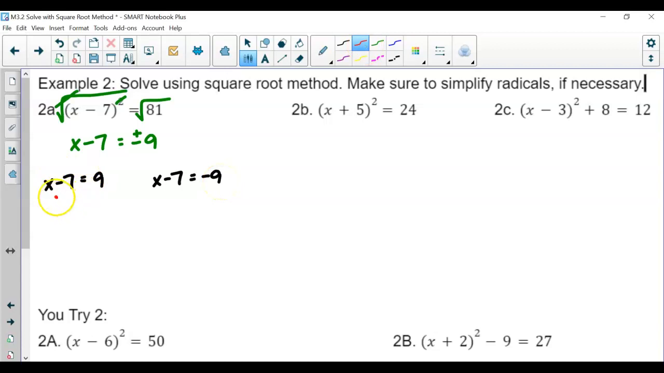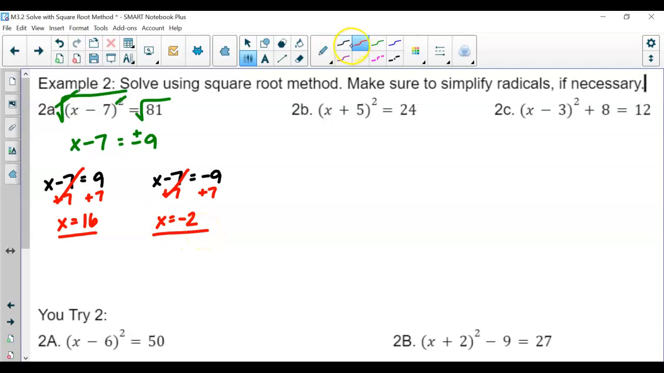So now notice we're going to add 7 to both sides, and x is equal to 16. That's one of our answers. Again, add 7 to both sides, and x is equal to negative 9 plus 7, which is negative 2.